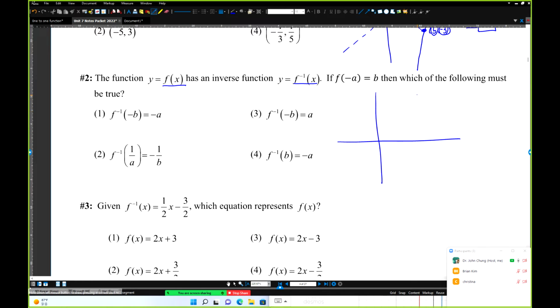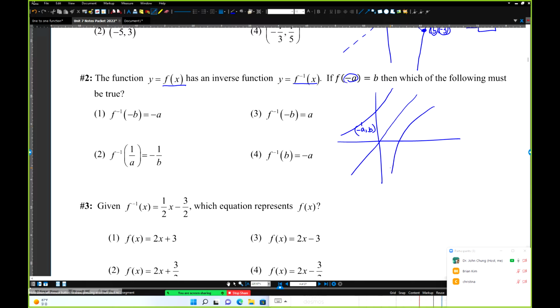I'm going to make it right, just approximate. When you make this, it is okay too. Okay? f of a equals b, so what does that mean? When x equals a, y is b. That is the point. Is it okay?